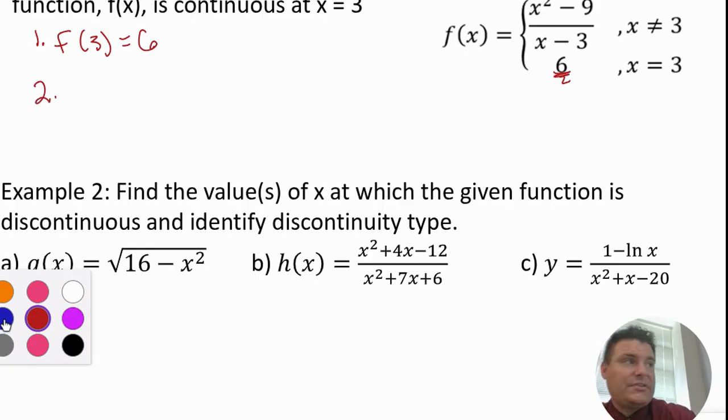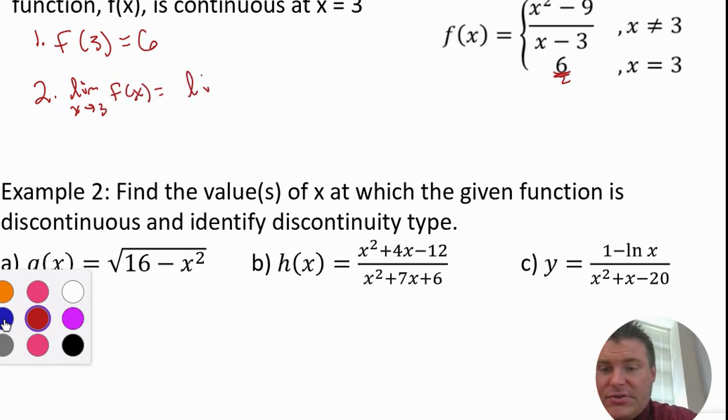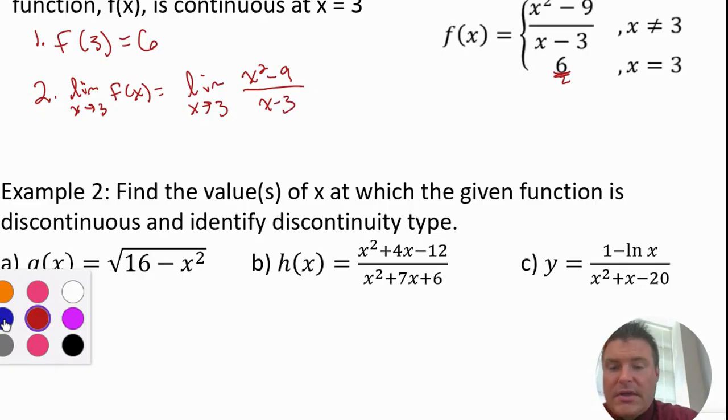The second thing we are going to do here is find that limit. Since we are dealing with this piecewise function, it's kind of weird. The function is that top piece everywhere except at that one little point. So since we're looking at the limit, we're going to be looking at the top one. So the limit as x approaches 3 of f of x is equal to the limit as x approaches 3 of x squared minus 9 all over x minus 3. So we're looking at that limit individually.